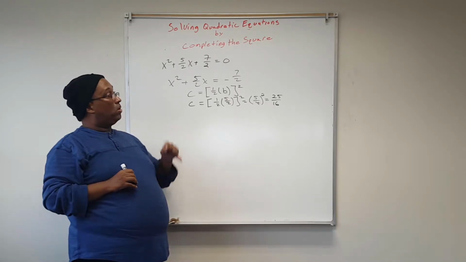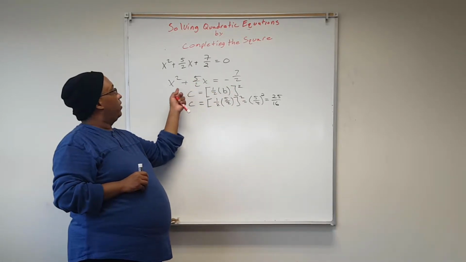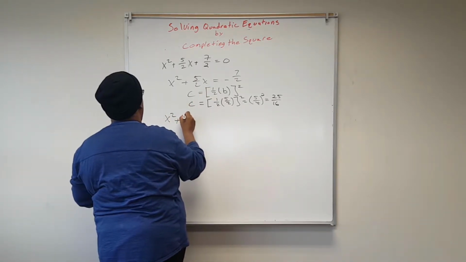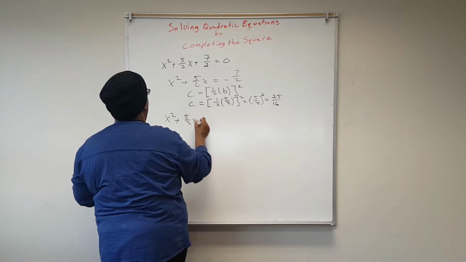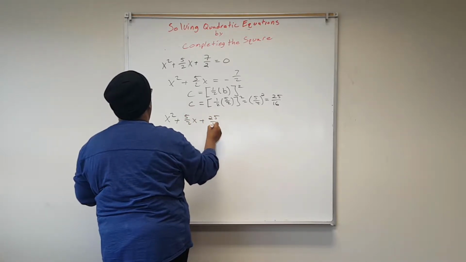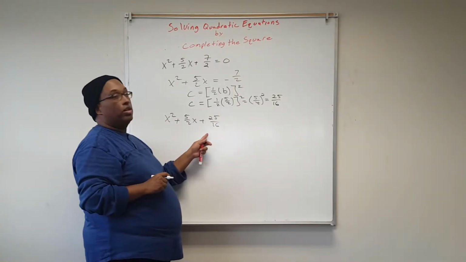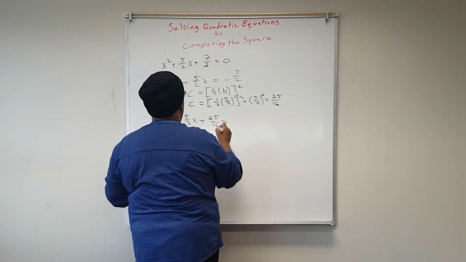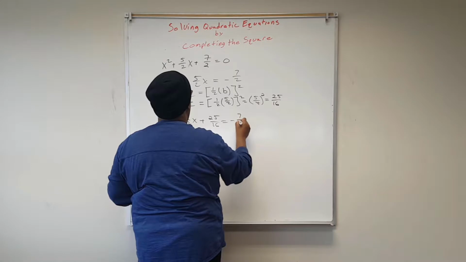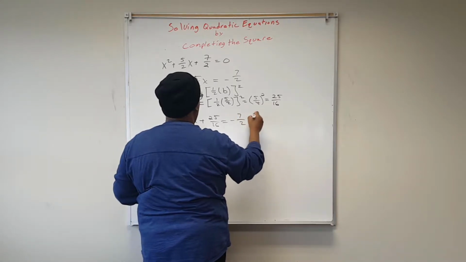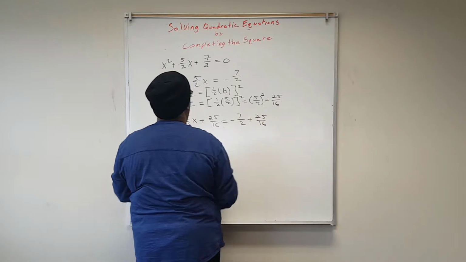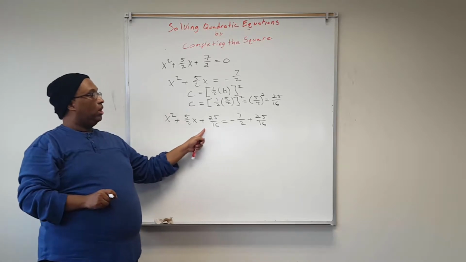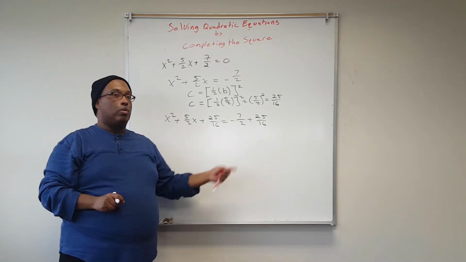So now, this is the new c I'm going to place here. So I get x squared plus 5/2 x plus 25/16. I add it to the equation. If I'm adding something to the equation, I have to add it on both sides. So then that gives me negative 7/2 plus 25/16. I add it here, I add it there. The reason I add it here is so I can have a perfect square trinomial.